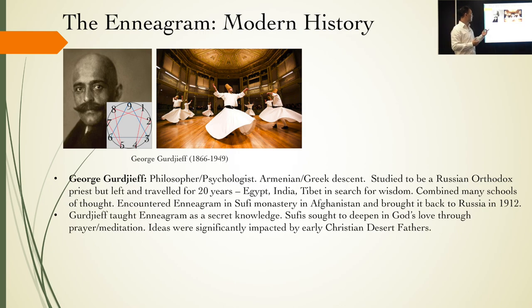So Gurdjieff brought back the Enneagram. He taught the Enneagram as a secret knowledge. He believed that the Enneagram could not be taught unless by someone who is in the know. To some extent, I do agree with him, because the Enneagram is really powerful knowledge. If you know and understand the Enneagram, you really understand a lot about human behavior, which can be used for good, but it can also be used for a lot of very not good things. So the knowledge is very powerful.